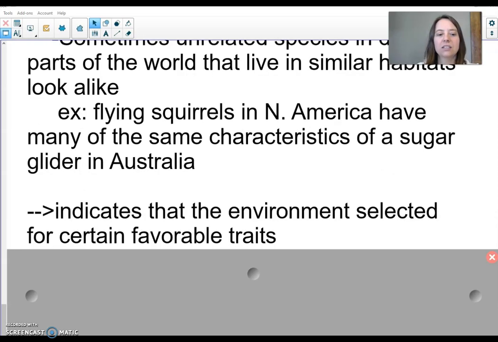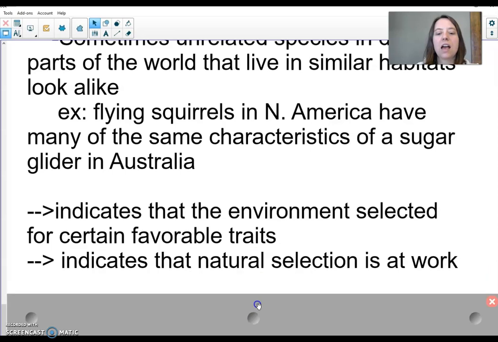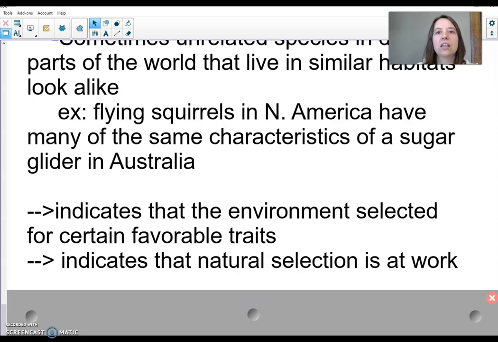So what does this tell us? Well, this indicates that the environment selected for certain favorable traits and that natural selection is at work here, and that there is an environment that is selecting for the same traits. So if you have similar environments in unrelated places like North America and Australia, then the same traits will be selected for, and there might be unrelated species that look quite similar.